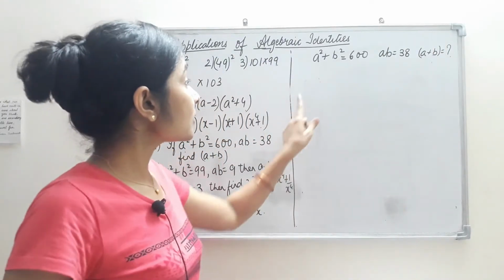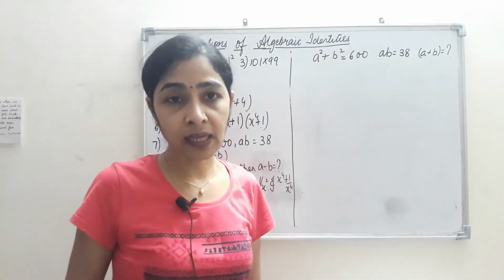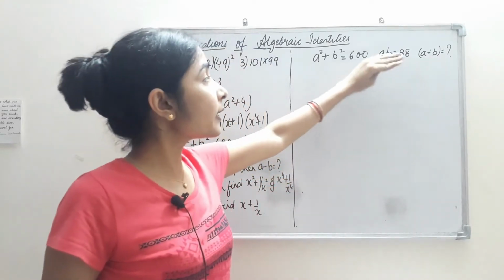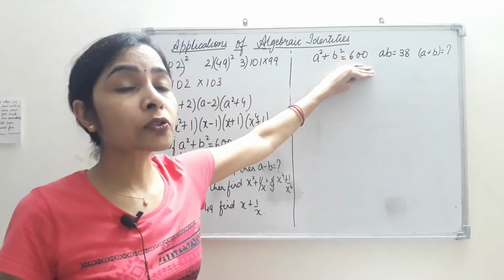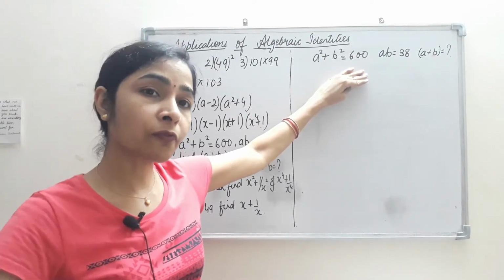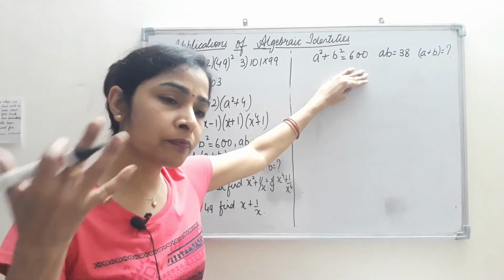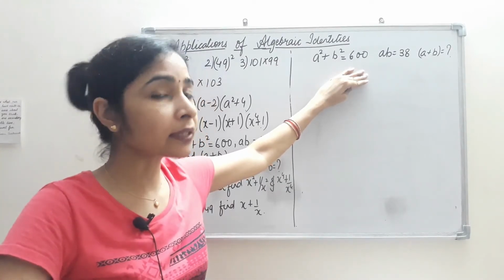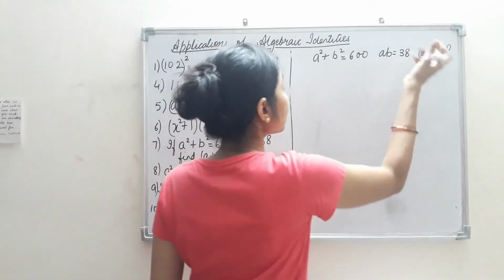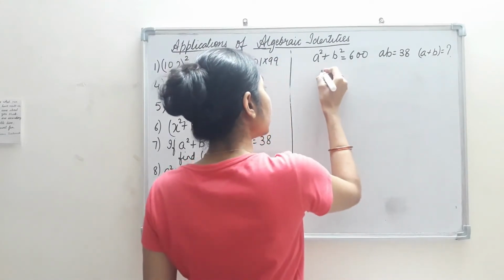Now the thing is, we are supposed to find out in which identity these terms come. All these 3 terms come in which identity? In whichever identity they come, we are supposed to just use that identity here. We will write it in the form of a formula, substitute the values that are given, and the unknown value we will get in the answer. So all these terms come in the identity a plus b whole square. So I'll start with that identity.